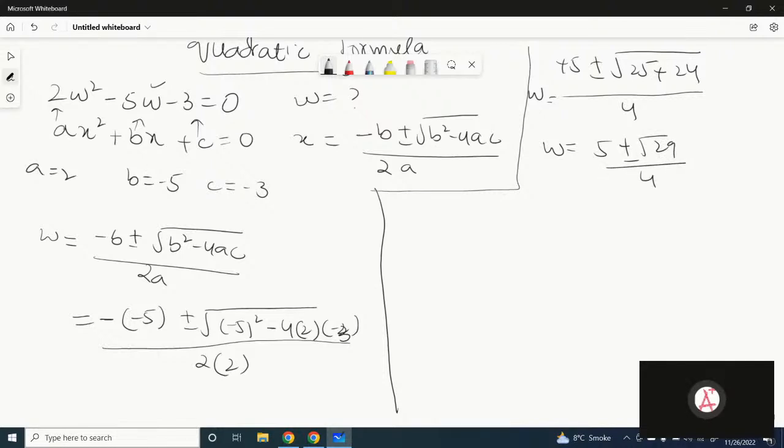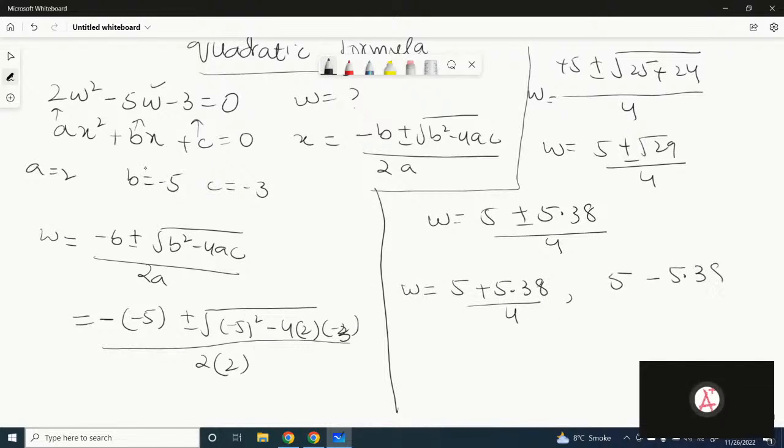Just calculate the square root 29. It would be 5.38. Got it? So just put the value. It would be w equals 5 plus minus 5.38 divided by 4. So you have two values for the w, one with the plus, 5 plus 5.38 divided by 4, and one with the minus, 5 minus 5.38 divided by 4. Got it? Just calculate all the values using calculator.